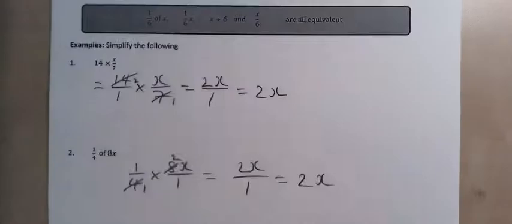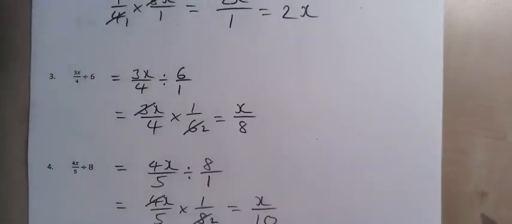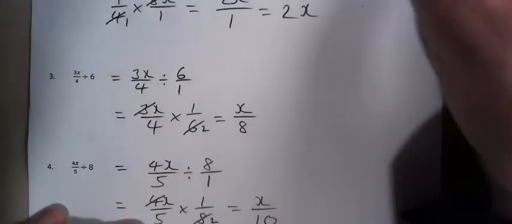Incidentally, if we look back up here, remember, this is the same as a tenth of x. It's the same as a tenth x. It's the same as x divided by 10. And it's the same as x over 10. Those are all equivalent.